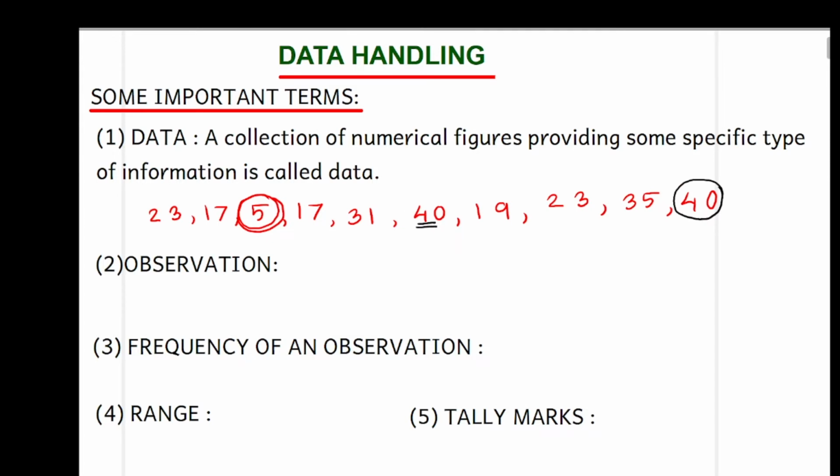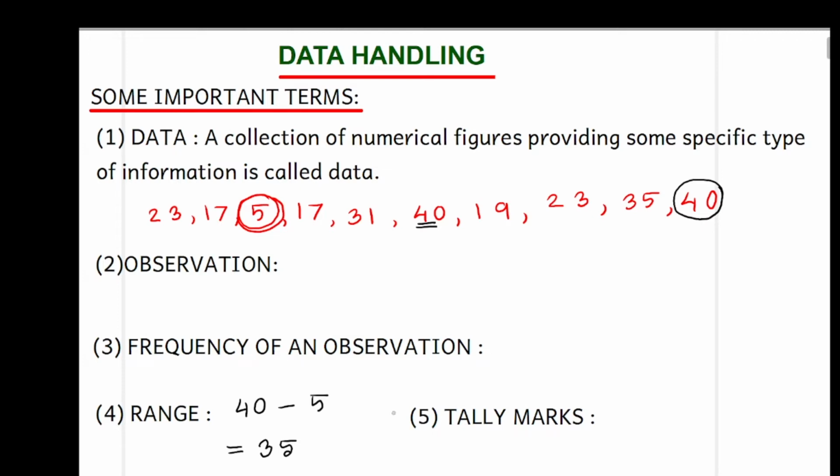Okay. Now range means what? Highest minus lowest. That is called the range. Okay. Now what to do for that? 40 minus 5, it will be 35. So simply how we can say, range is the difference of the highest observation and the lowest observation.